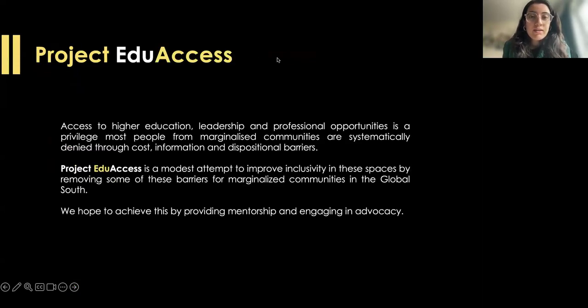So we at Project EduAccess believe that access to higher education, leadership, and professional opportunities is a privilege that most people from marginalized communities are systematically denied through cost, information, and dispositional barriers. And we try to improve inclusivity in some of these spaces by removing barriers for marginalized communities in the Global South. We do this by providing mentorship, engaging in advocacy, and running in-person and online capacity building workshops.